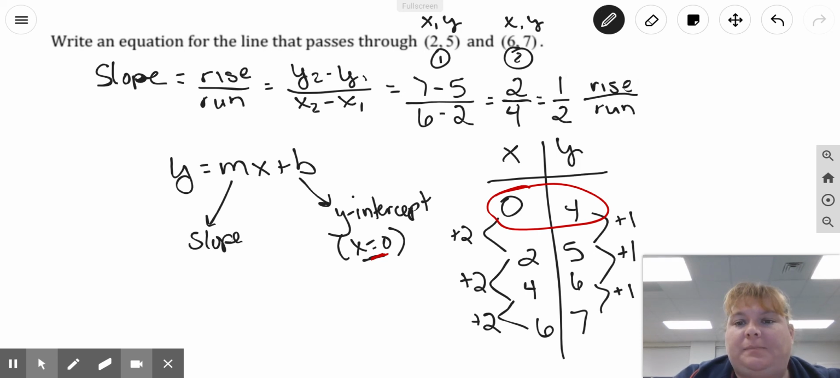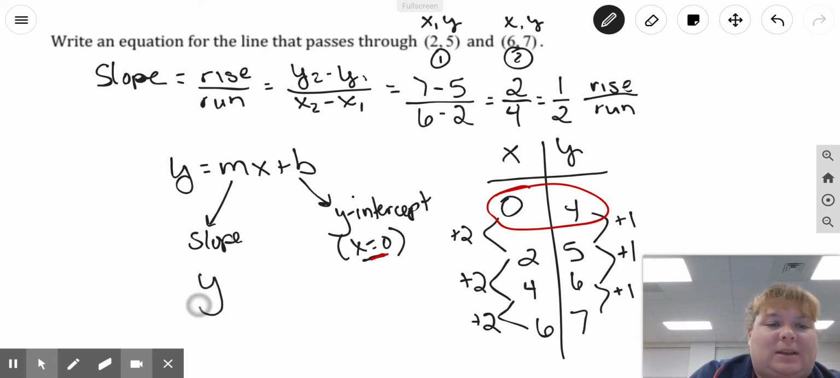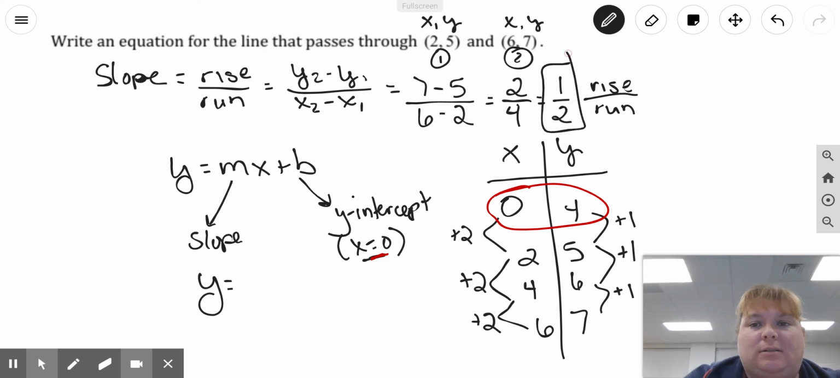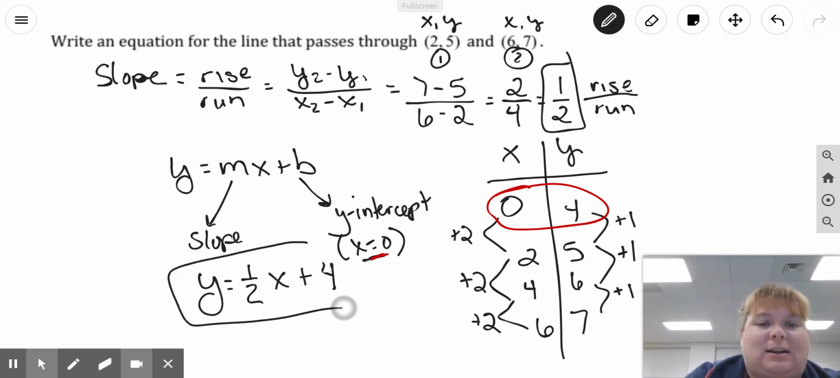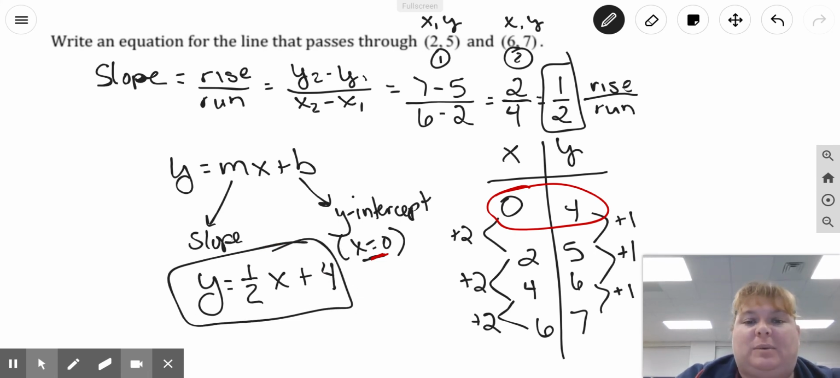Okay. So if this is our y-intercept, we're going to use just the 4. So our equation, we come back here, we have y equals, we take our slope, which is here. So our slope is 1/2 x, and y and x stay with the equation, plus our y-intercept, which is 4. And so this is our equation that we got from here.